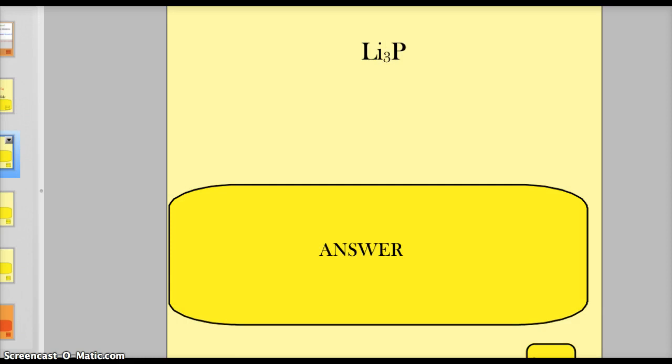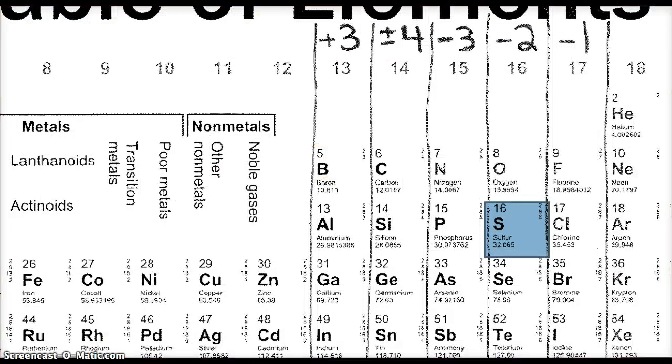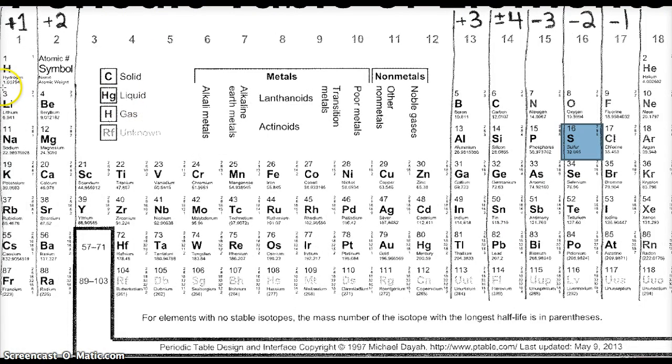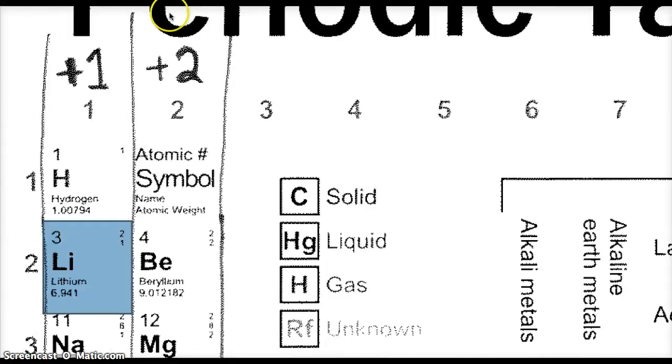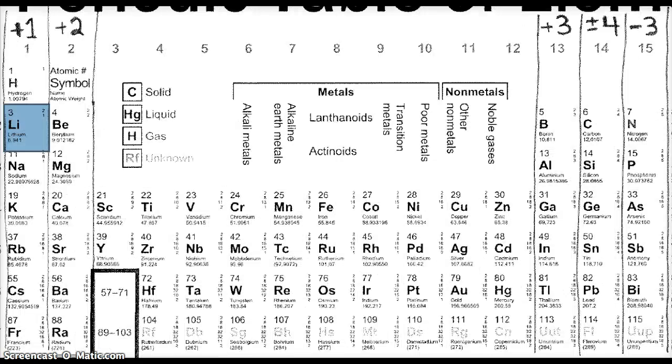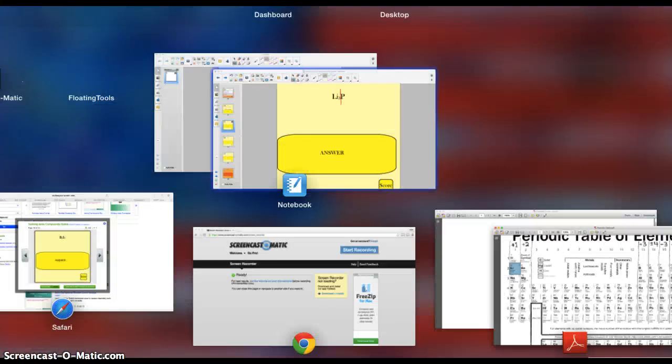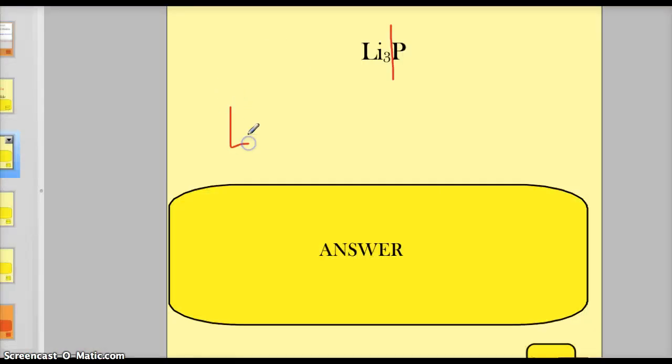Let's try another one, Li3P. Again, I'm going to draw a line after my first element. So let's go to my periodic table and find Li. Li is over here on the left-hand side. Let's zoom in to see what it is. It is called lithium. Lithium. And then the next letter is the letter P.